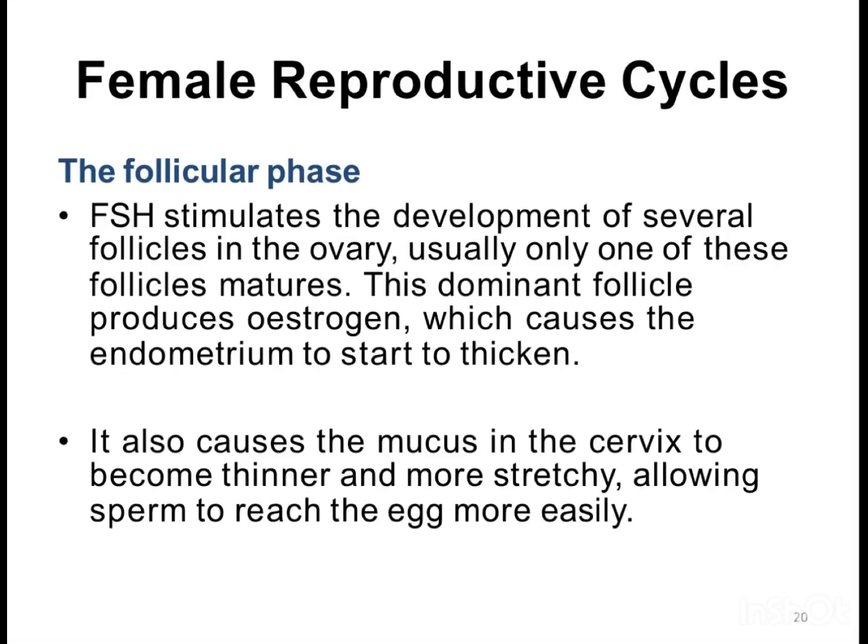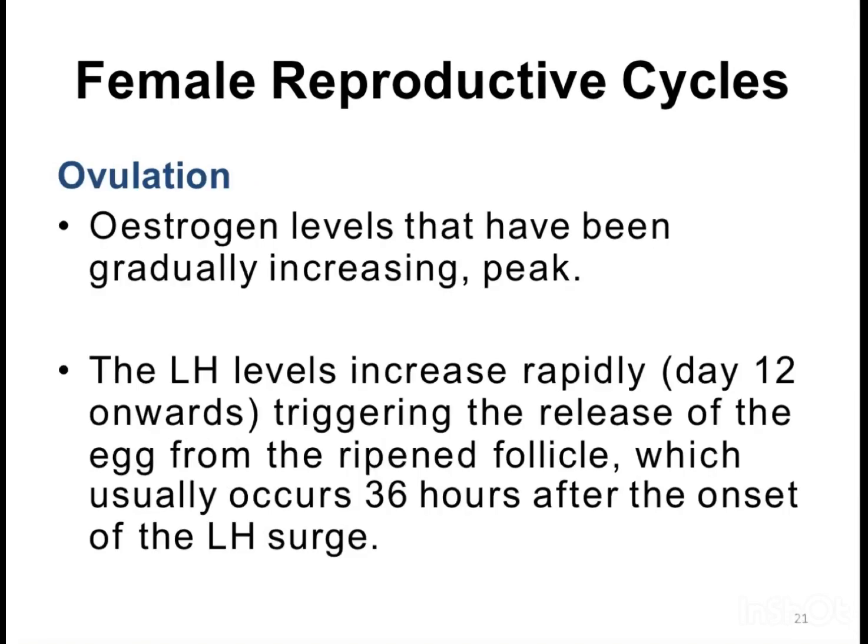Female reproductive cycles. The follicular phase. FSH stimulates the development of several follicles in the ovary. Usually only one of these follicles matures. This dominant follicle produces estrogen, which causes the endometrium to start to thicken. It also causes the mucus in the cervix to become thinner and more stretchy, allowing sperm to reach the egg more easily. Ovulation. Estrogen levels, which have been gradually increasing, peak. The LH levels increase rapidly, from day 12 onwards, triggering the release of the egg from the ripened follicle, which usually occurs 36 hours after the onset of the LH surge.